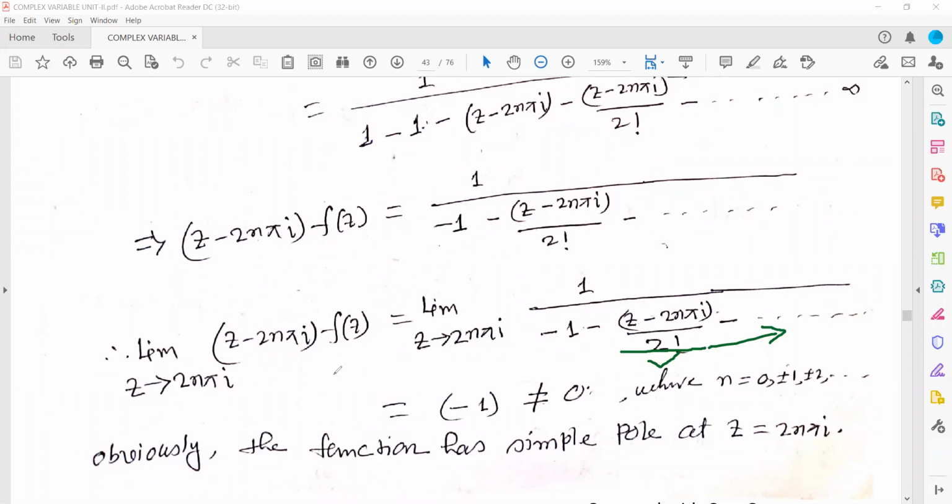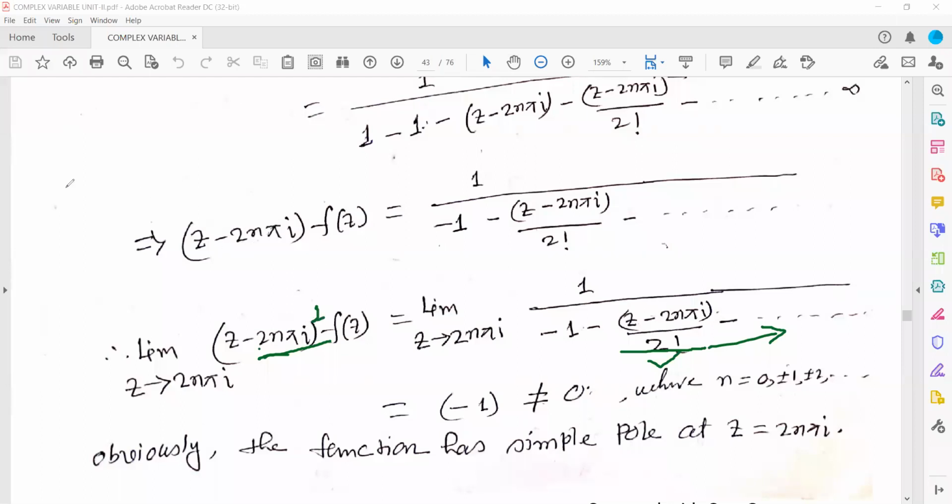And so, z equal to 2n pi i is the pole, because this is what? Pole of order, what is the order here? 1. So z equal to twice n pi i is a pole of order 1.